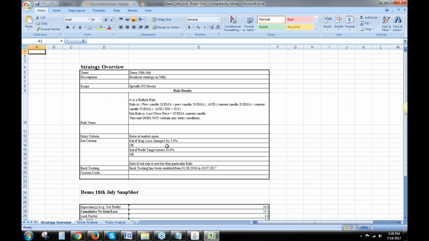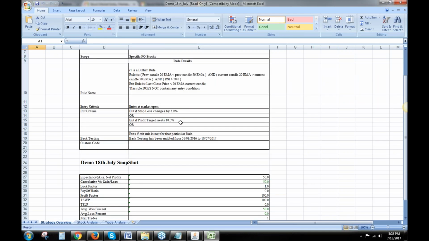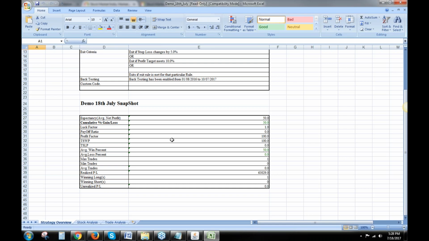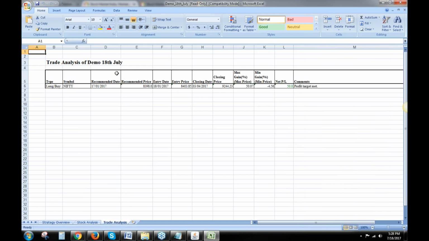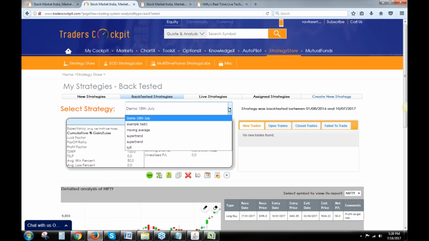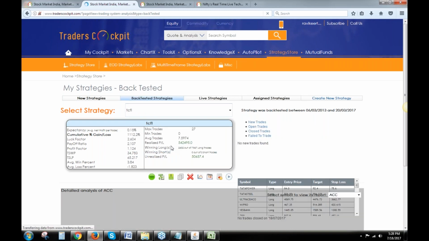Now here on the Excel sheet, you can see the strategy conditions and then the complete report card, with different parameters like luck factor, payoff ratio, pure profit factor, winning percentage, losing percentage. This all represents the parameters of the report card of the strategy there. And when you come to the trade wise analysis page, it will show you all the trade wise reports also. Let's download the report for the other strategy which I backtested, that is TCFL.